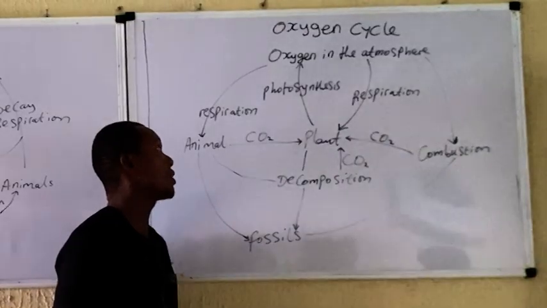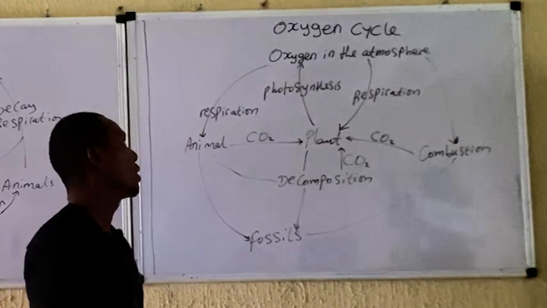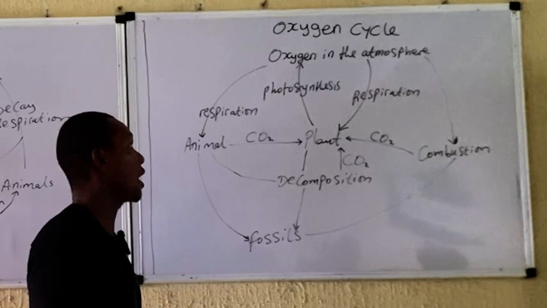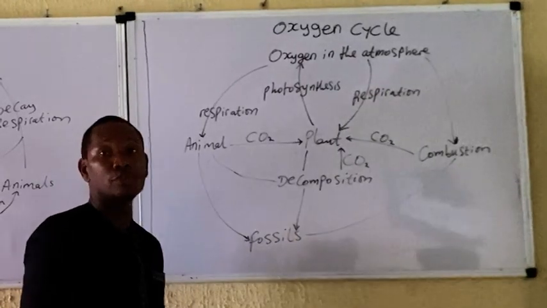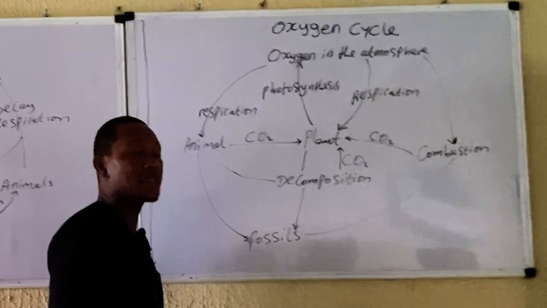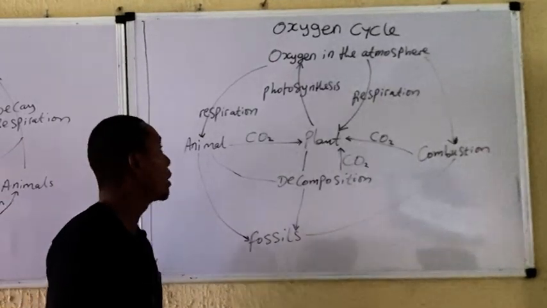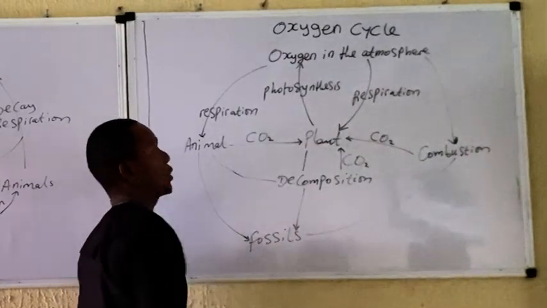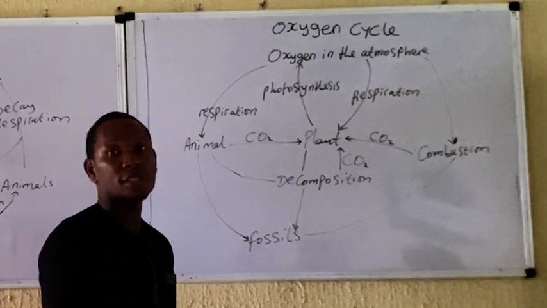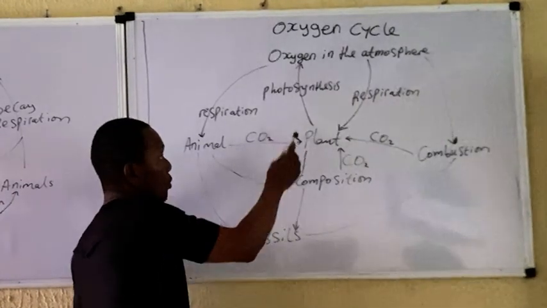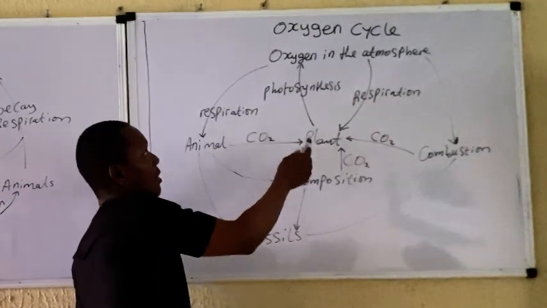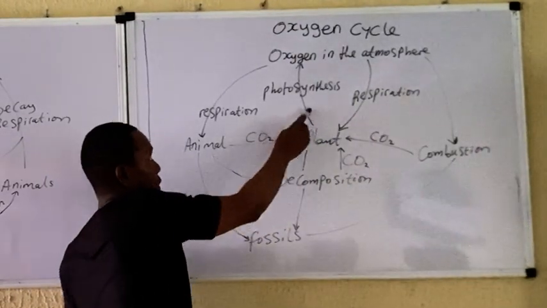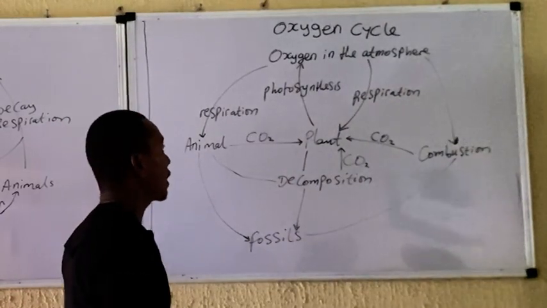The next one that we are going to talk about is the oxygen cycle. We know that oxygen makes up about 20-21% of the gas in the atmosphere, while CO2 makes up about 0.03%. So oxygen in the atmosphere is used by plants during respiration. The waste is carbon dioxide, which the plant also utilizes during photosynthesis. Now, during photosynthesis, what is given out as a waste or byproduct? Oxygen. So oxygen is released back into the atmosphere.